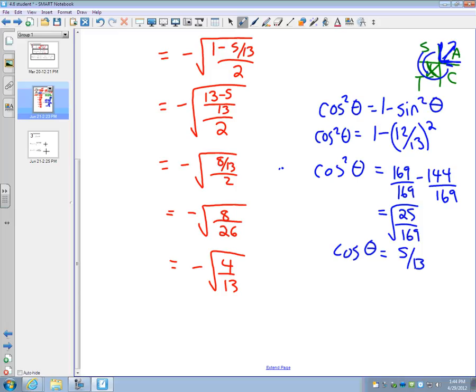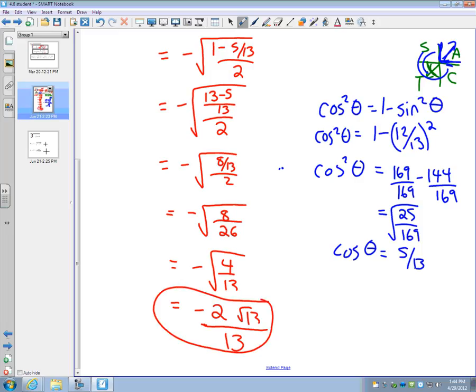And then rationalizing the denominator is the last step. So we get root 4 times root 13. No, that's not right. I did something wrong. Sorry, the square root of 4 is 2. I should just do that. 2 over root 13, and now rationalize the denominator. Root 13 times root 13 is 13. So this is my sine of 1/2.